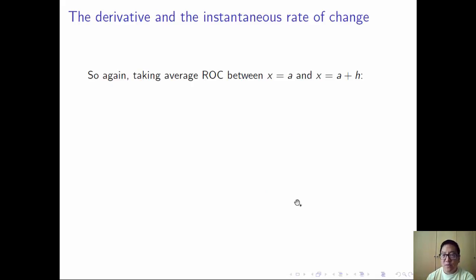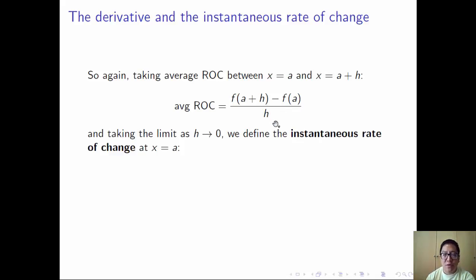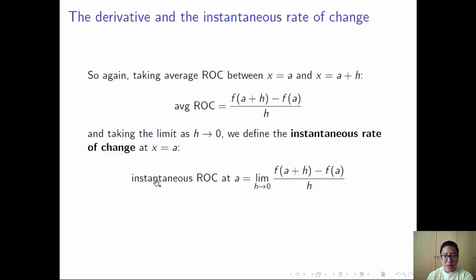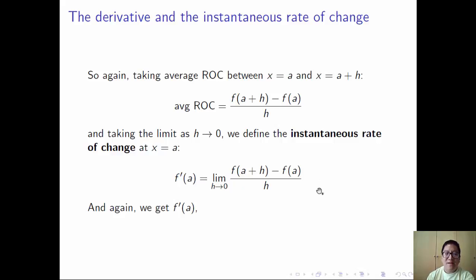And so again, taking the expression for average rate of change that we just found, f of a plus h minus f of a all over h, and taking the limit as h approaches 0, we can define the instantaneous rate of change at x equals a. The instantaneous rate of change at x equals a is defined to be the limit as h approaches 0 of f of a plus h minus f of a over h. What is that? Okay, you know the drill by now. Yes, that is again f prime of a, the derivative of f at a.